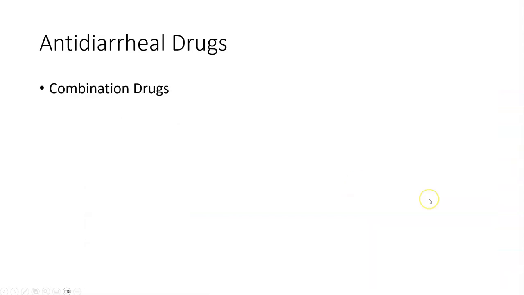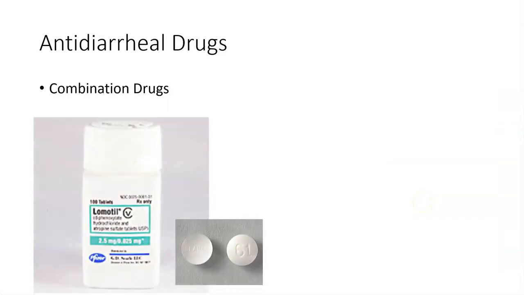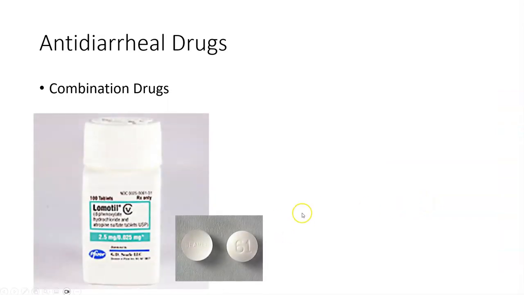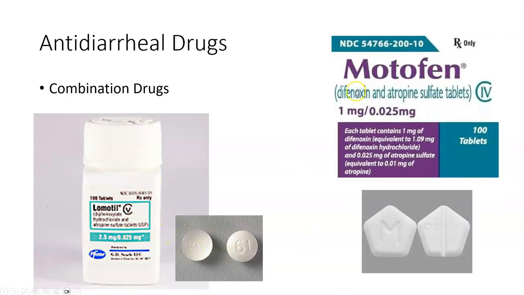We do use some combination drugs that are related to narcotics. So diphenoxylate with atropine. This is Lomotil, low motility, slow it down. This is a C5 drug. So it is a controlled substance. It is a prescription. And then we also have difenoxin with atropine. This is Motofen. This is a C4 drug.